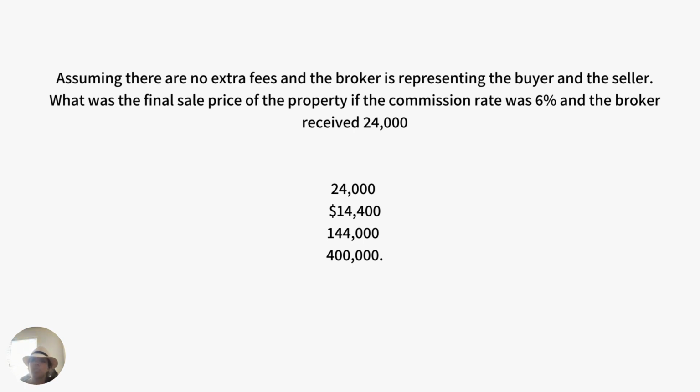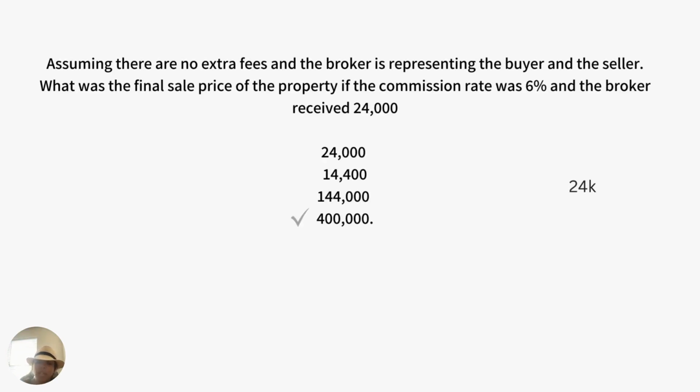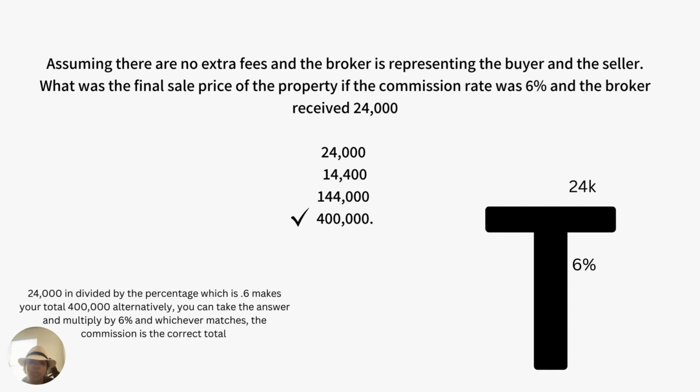What we need to know with this problem is that the commission rate is 6% and the broker received $24,000. So the answer is 400,000, guys, because the formula for finding this commission is pretty simple. Same thing we've been doing: just times whatever the percentage is by the total price of the home. In this case, they give us the rate and what the broker received, so we have to adjust a couple steps. You can take 24,000 and divide it by the percentage, which is 6%, and that gives you 400,000.